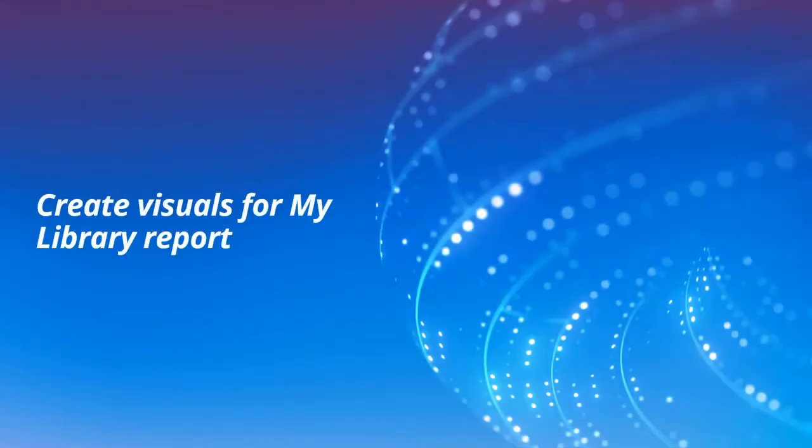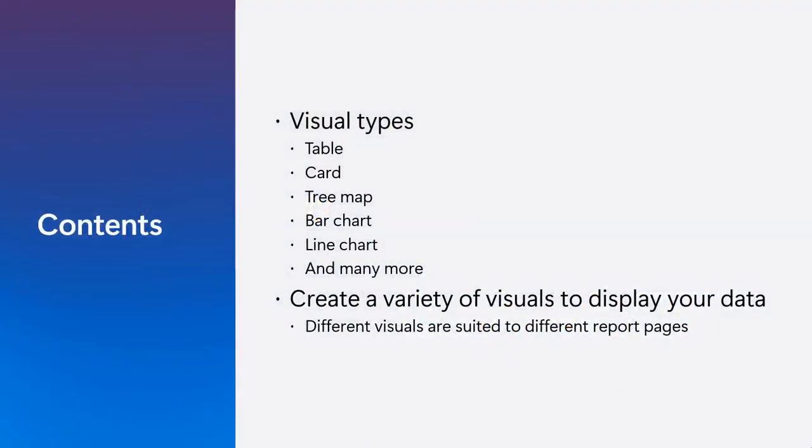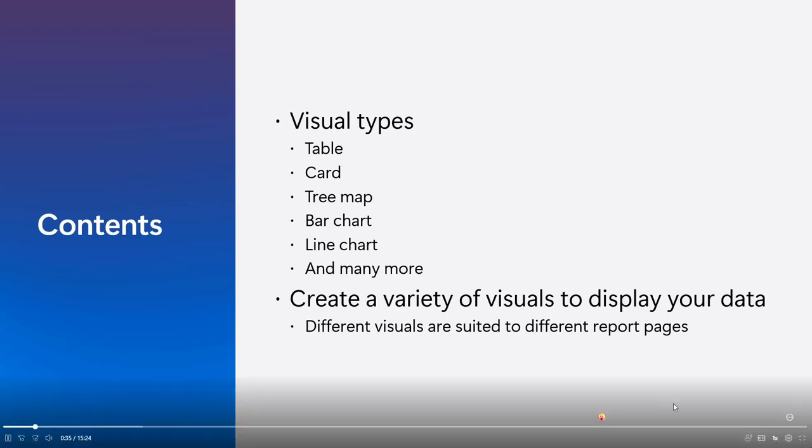In this video, we're going to be creating visuals for my library report. During the testing of our measures, we've seen them already, and we'll be introduced to a few more. We've already seen a matrix, a bar or column chart, and we've seen cards, but we haven't seen tables, we haven't seen line charts, and there are many, many more beyond these. In this video, we are going to be introducing a variety of formatted visuals to display your school library data.